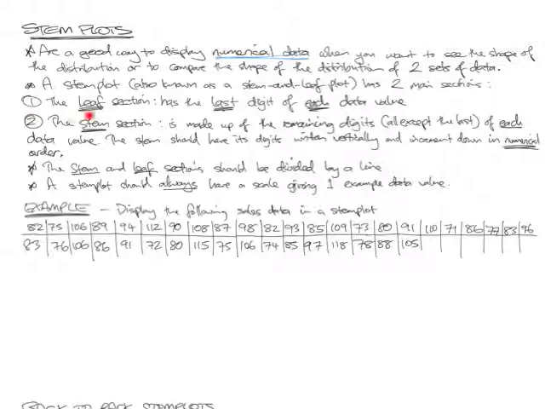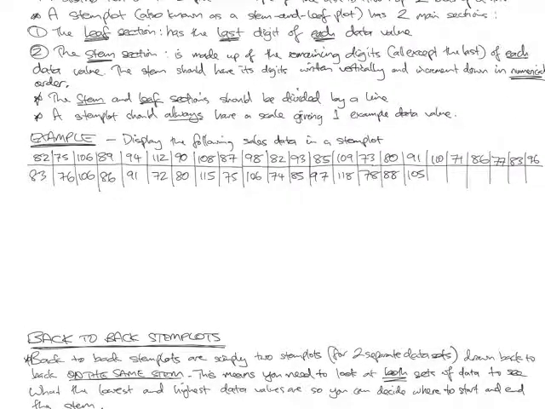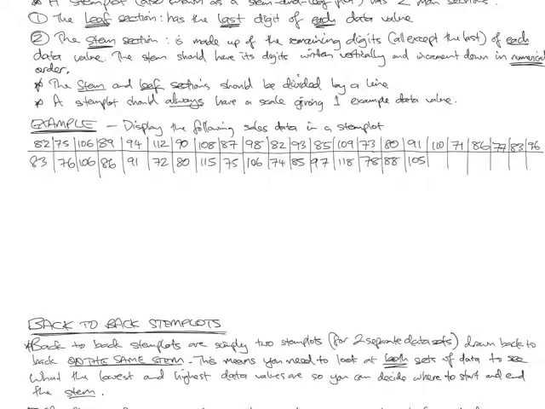So to help you out with understanding, because these are words right now, and we all know that saying a picture's worth 1,000 words. When I do a stem plot, it should make sense what I mean by the leaf section having the last digits only, and the stem section being made up of the remaining digits. So in this example here, you're being asked to display the following sales data in a stem plot. So we've got a bunch of numbers. So your first step should always be to work out what the smallest number is and what the largest number is, so you know how far your stem needs to go.